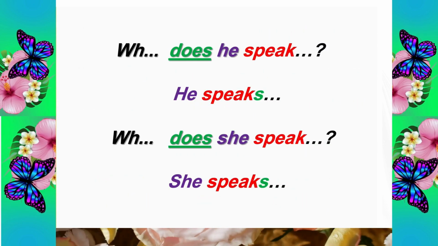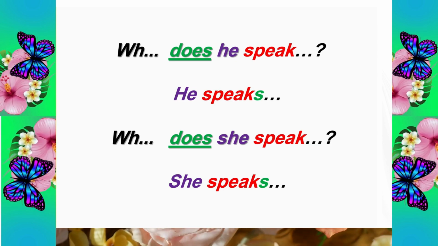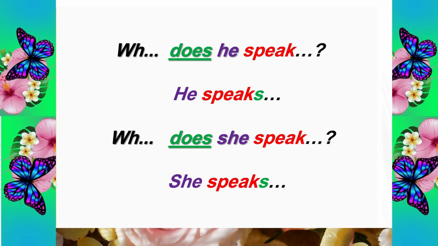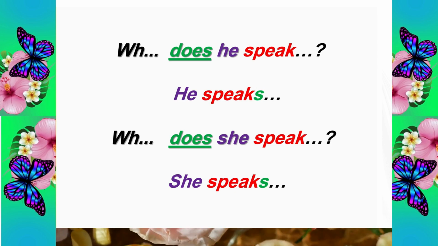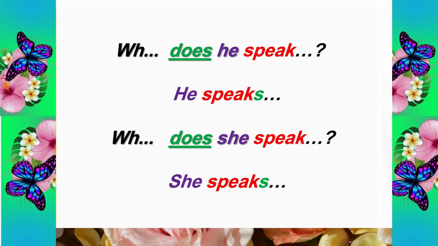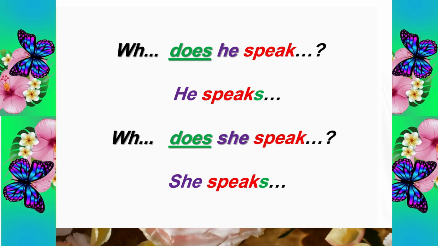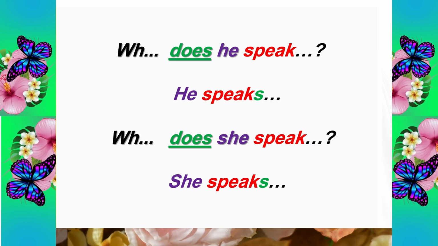This is the rule. WH, does he speak? So in the question, the verb doesn't take s. We don't say, for example, why does he speaks? No. Why does he speak? And in the answer, in the positive sentence, we need to put an s to the verb. He speaks. And the second one, why does she speak English?